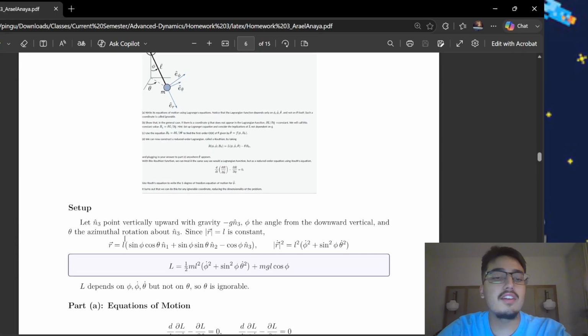Then I didn't even rewrite the velocity vector, as it was pretty trivial at this point. It's just a product rule. It would look like cosine phi phi dot cosine theta plus sine phi sine theta theta dot, repeating that over and over. So it becomes a lot of terms.